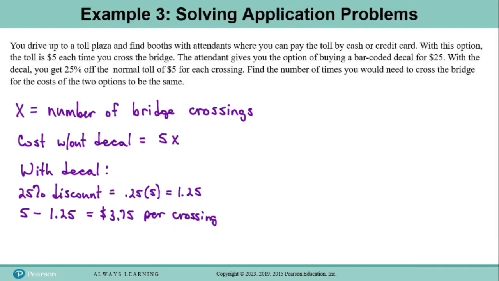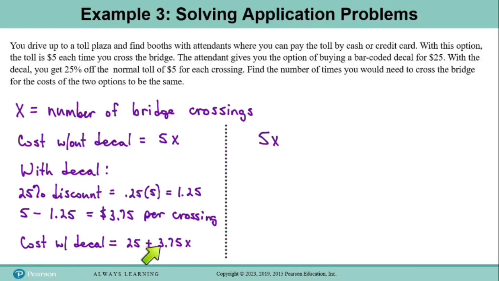So with the decal, our cost would be the $25 that we have to pay up front plus $3.75 for every time we cross the bridge. So now the problem asked us to find the number of times we would need to cross the bridge for the two costs to be the same. So what we need to find out is where does 5x equal 25 plus 3.75 times x? This is where the cost of the two options is the same, so we just have to find out how many crossings that is. So we will start solving this for x.